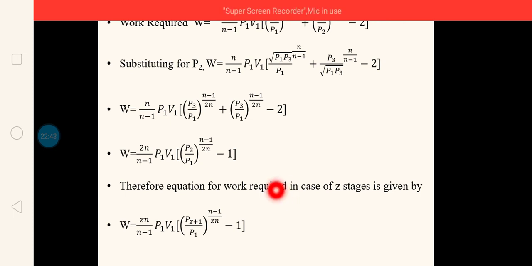So this equation can be used for 3 stage, 4 stage, like that, multiple stage compression. This is the equation for 2 stage compression, and for higher stage compression we can use this general equation. From the higher stage compression topic, some problems to calculate the work requirement only will be coming, so you can directly use this equation. Z means the number of stages of compression. If 3 stage compression is there, then Z is 3. If the stage of compression is 4, then Z value is 4. That's all. Okay. So that is all about the work requirement in the case of multi-stage compression. In the problems, we will discuss all these things in detail.